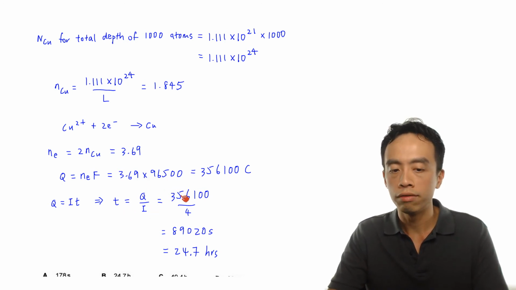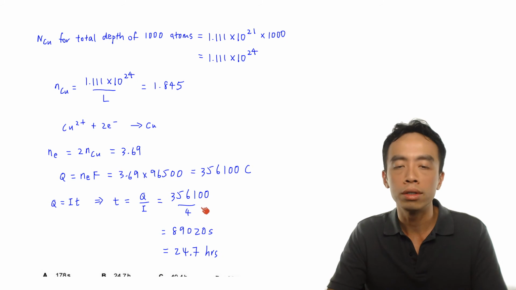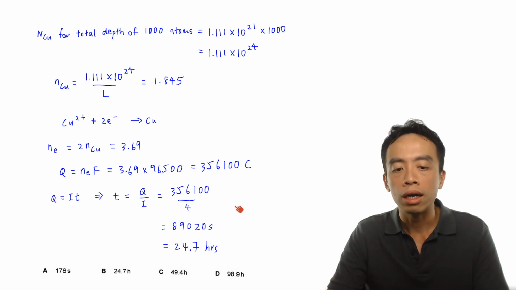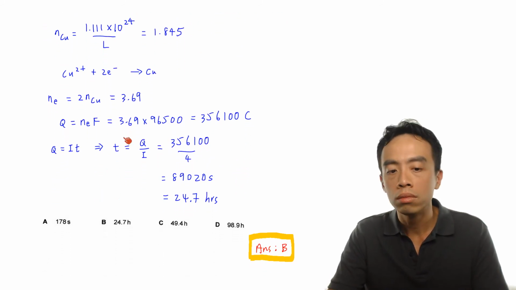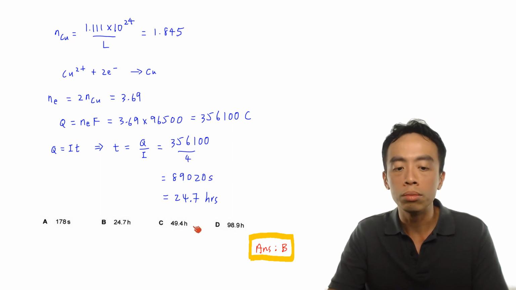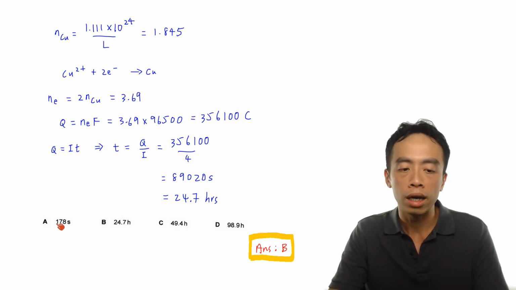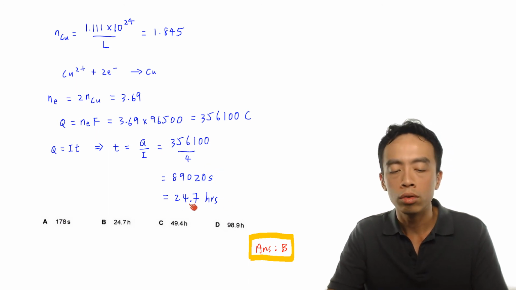So this is 356100 divided by 4. This information is given. The current for this electrolysis is 4 ampere. So I can find out the time in seconds, 89020 seconds. Of course, we want to convert this to hour because the question gives us most of the options in terms of hour. So convert seconds to hours. This will be 24.7 hours.